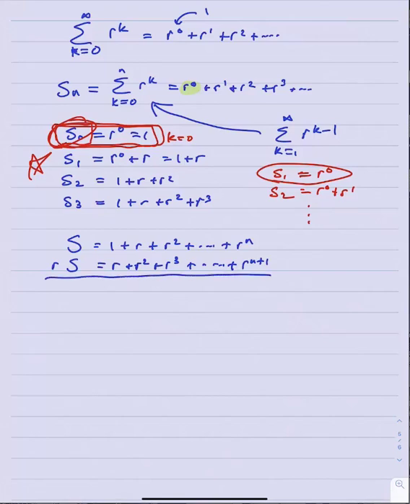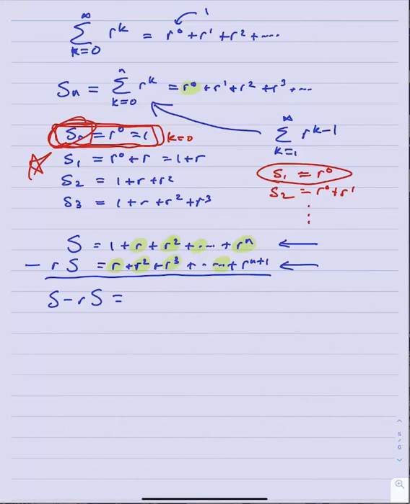All right, now let's do something really simple, which is to subtract these two. These are both finite sums, so I can do regular algebra on them. If I do that, I get s minus rs is equal to... Notice what happens when I take this top line minus the second line: the r's are gone. This r squared minus this r squared, this r cubed minus this r cubed, all the way up to this r to the n minus the r to the n in the second line, which is the next to the last term.